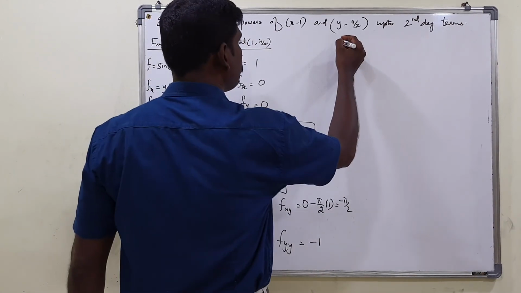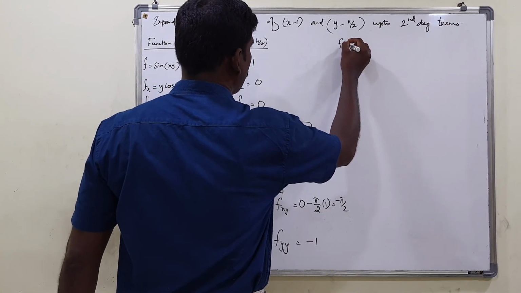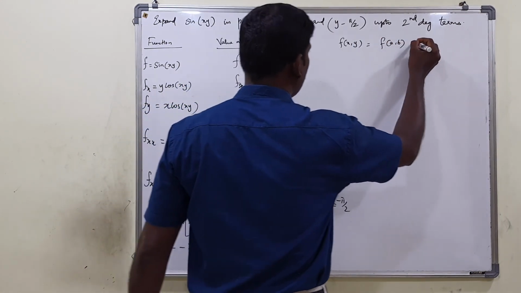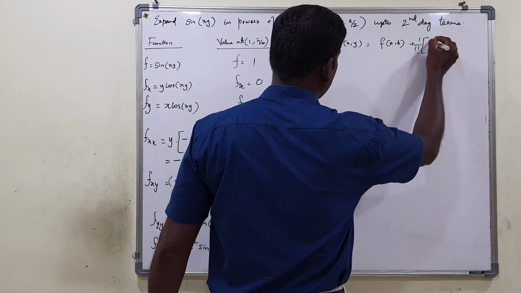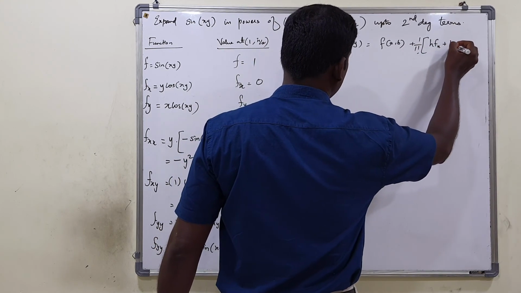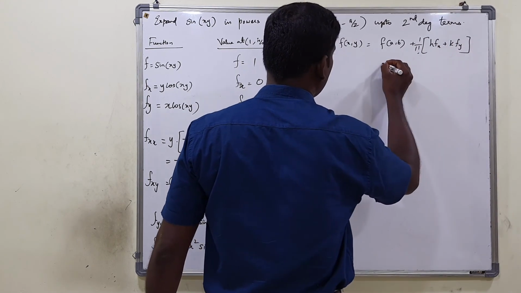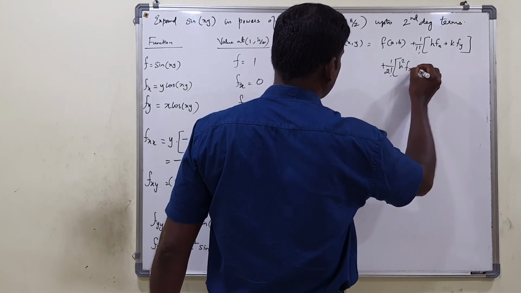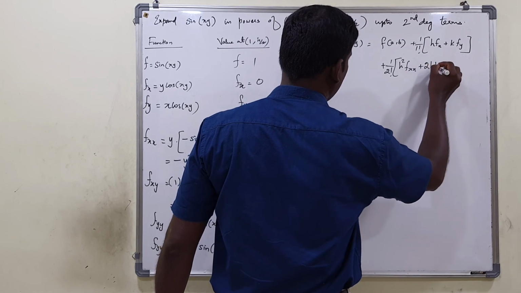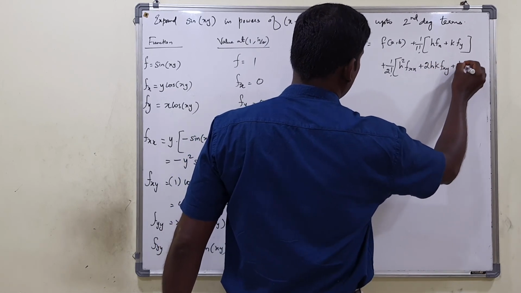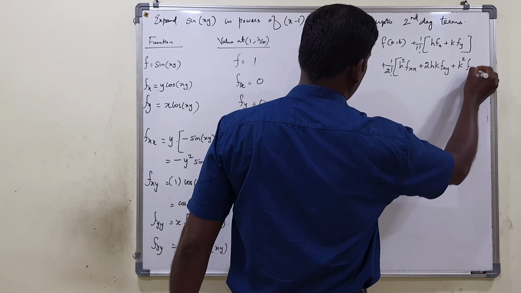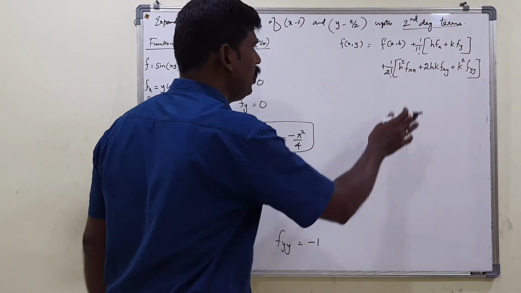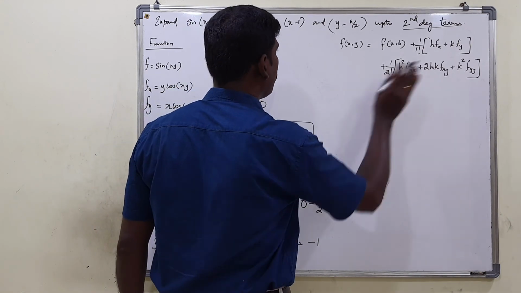What is the Taylor series expansion of function f of x comma y up to second degree terms? f of a comma b plus 1 by 1 factorial into h into f_x plus k into f_y, plus 1 by 2 factorial into h square into f double x plus 2hk into f_xy plus k square into f double y. So we need up to second degree terms. So that's why I stopped at the second term alone, right?